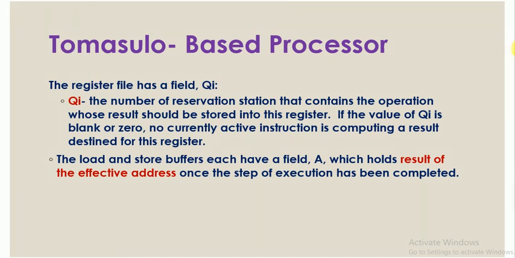Then we have one more field, taken from the register file, that is QI. It holds the number of the reservation station that contains the operation whose result should be stored into the register. If the value of QI is blank or zero, no currently active instruction is computing a result destined for this particular register. The load and store buffers each have a field A, which holds the result of the effective address calculation that I have already mentioned.